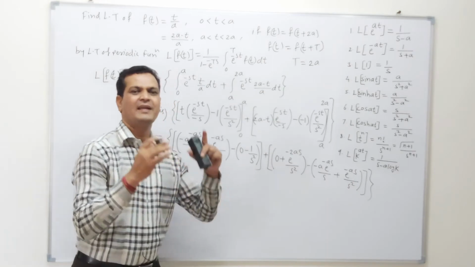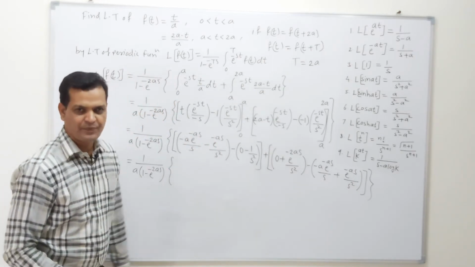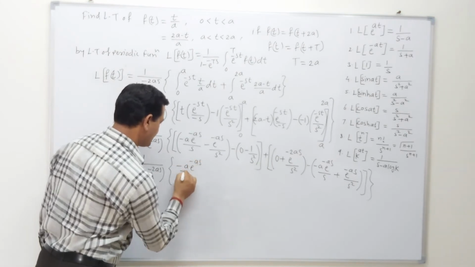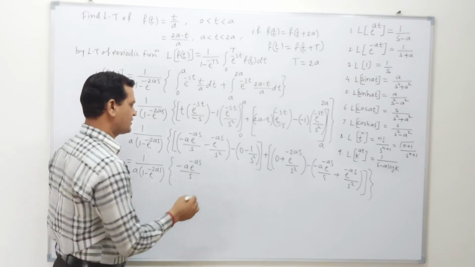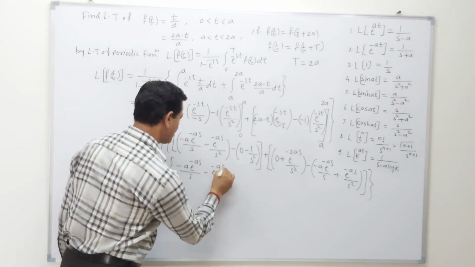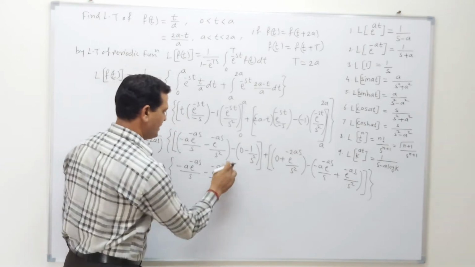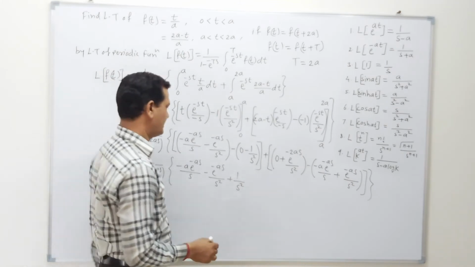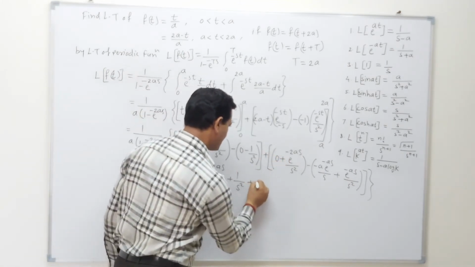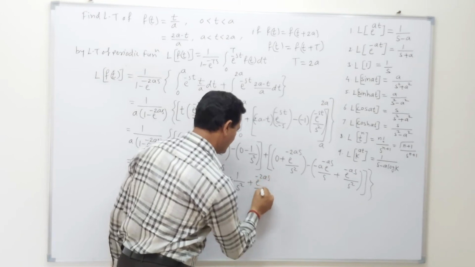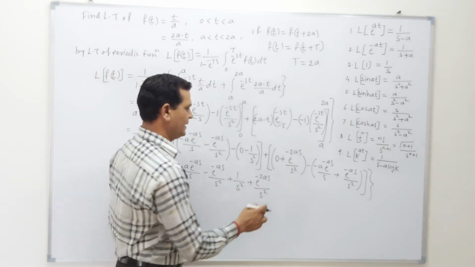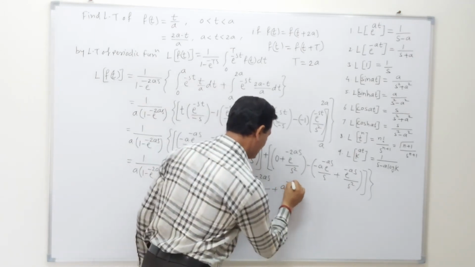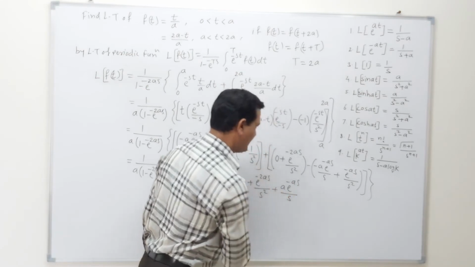Now simplify this term and rearrange the terms so that we get a standard result. Here the first term is minus a e raised to minus as upon s. Then minus e raised to minus as upon s square, and minus minus plus 1 upon s square. This is the third term. Next is plus e raised to minus 2as upon s square. Then again minus minus becomes plus, so this is a e raised to minus as upon s.